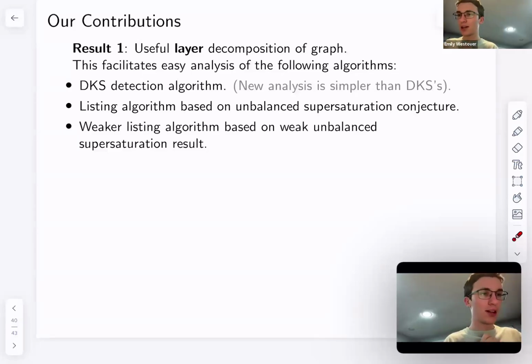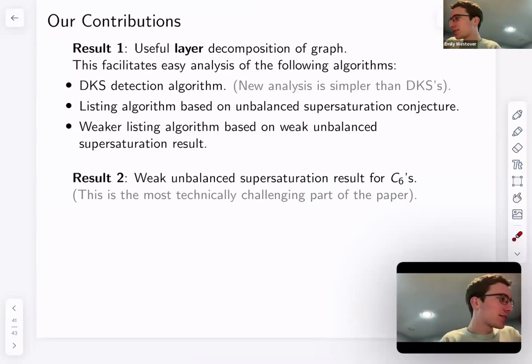Those are both really nice, but I guess for us, the real place where we're using this layered decomposition is that we're able to show that even if we make a little bit of progress towards this unbalanced supersaturation conjecture, we can, in some non-trivial way, convert that into some progress towards a listing algorithm, which is what we did. That's how we got this m to the 1.6 number.